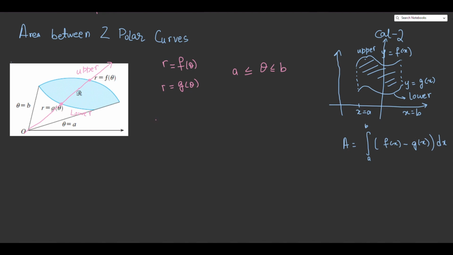And what is the formula for finding the area? We have the following formula. Area will be equal to one half, integral from a to b. First we write the upper curve f, so f squared minus g squared, and then we integrate this with respect to theta. This is the formula for finding the area between two polar curves. So let's do one example.